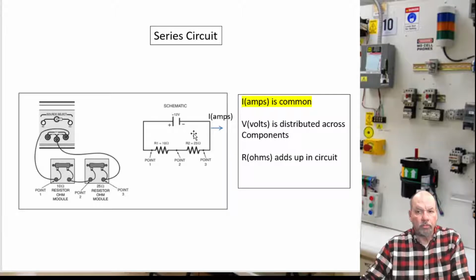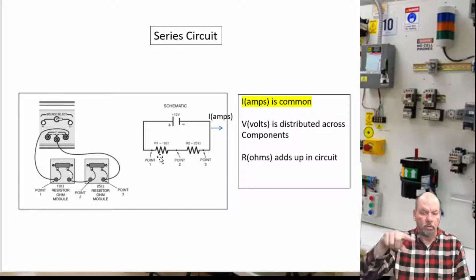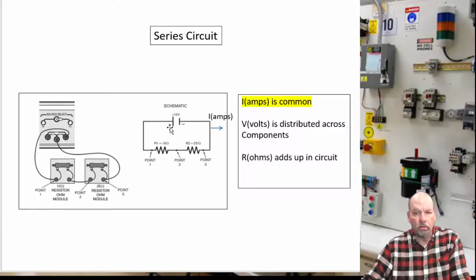So the current coming from the battery will be the same throughout the circuit. The current coming out of the battery, the current going through the resistors, either resistor, is going to be identical. From our water analogy earlier, it is like connecting two hoses together, back to back, and then you connect them to the bottom of the tank.